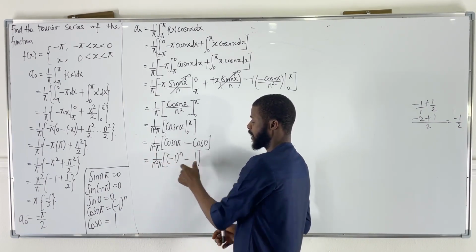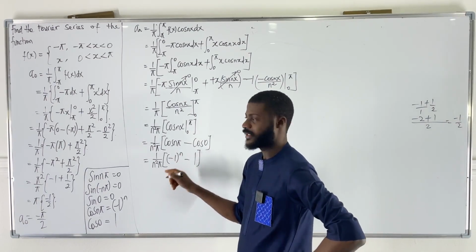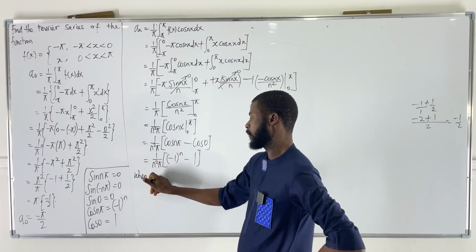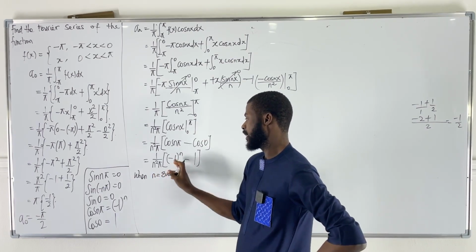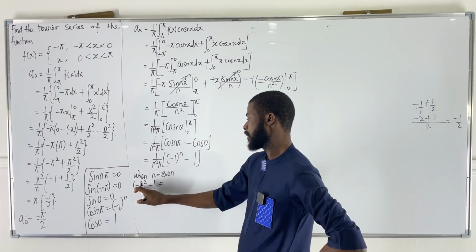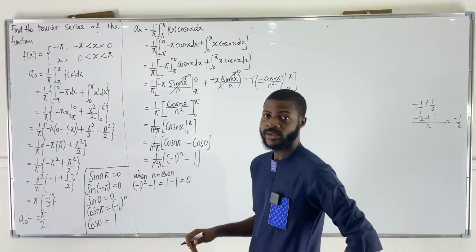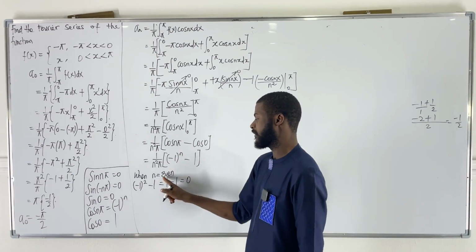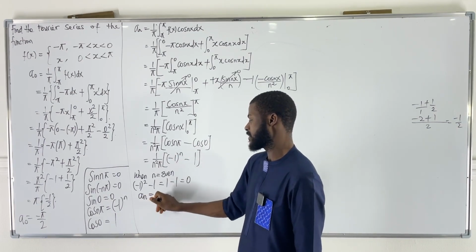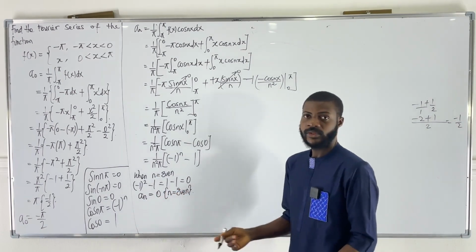So dealing with only this bracket, let me assume that n is even, because when n is even, this will be 0. Let's pick an even number for this. So we have minus 1 squared minus 1. Now, when you square minus 1, you would have plus 1. So 1 minus 1, that's 0. So this bracket will be 0 whenever I'm dealing with even numbers. So my a sub n is 0 times this, so that's 0. So that's when n is even.